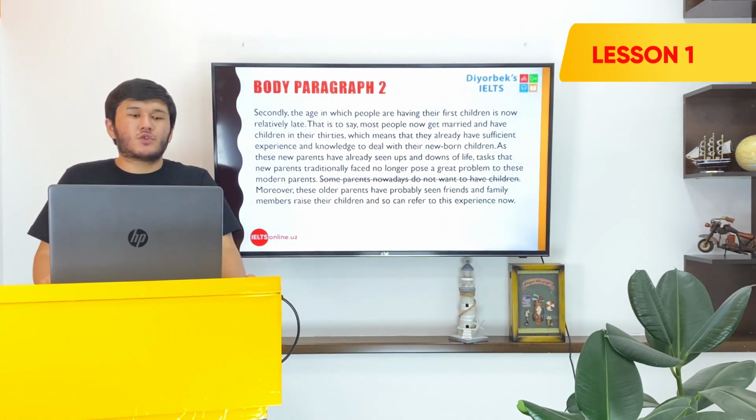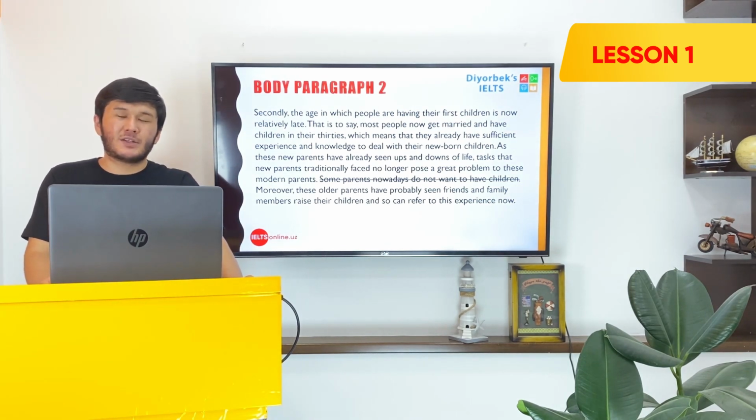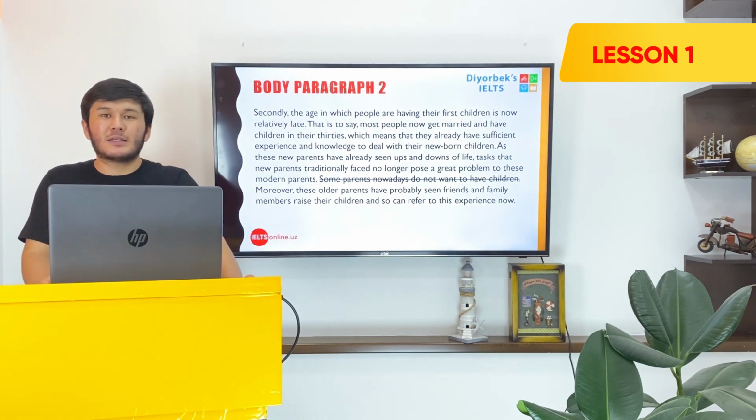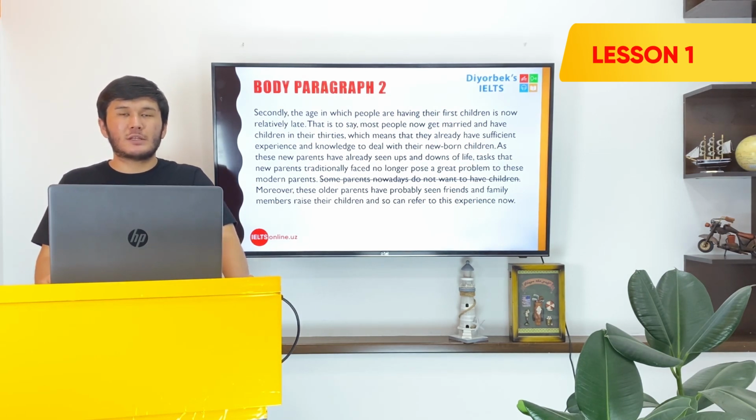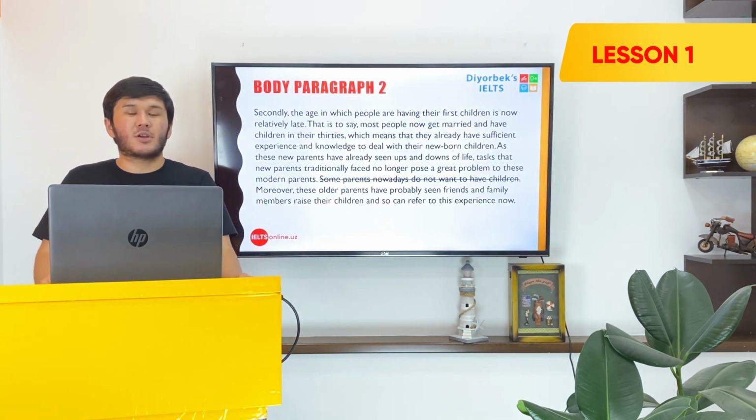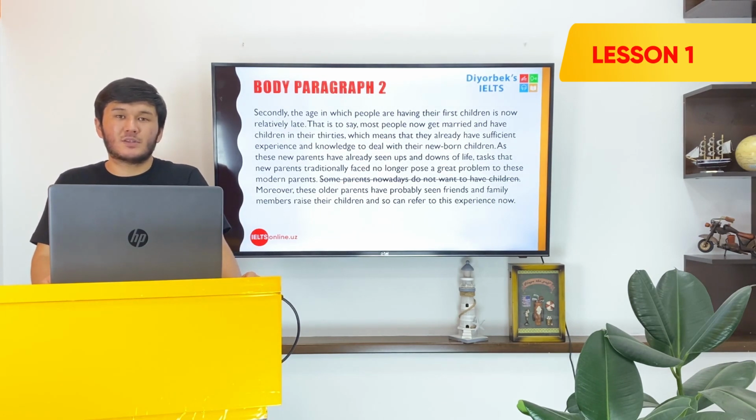So again, to write body paragraphs, you do three things. You present an idea in a topic sentence, then you extend it, meaning you develop it, and then you support it with a real life example. And of course, you don't do it in the exact same order, because after you have written your topic sentence, you simply develop it with relevant ideas.